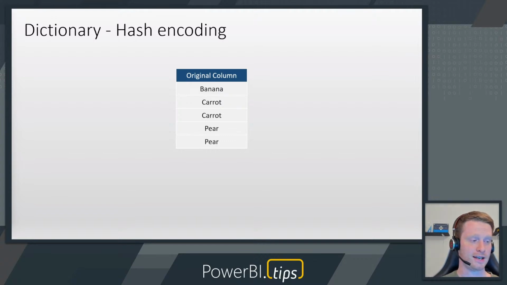So what we can do is create a dictionary. We can say there are three different values here: banana, carrot, and pear. And let's give each one of those a number, almost like an index. So banana is going to be number one, no reference to my fondness in foods. Carrot is going to be value number two, and pear we can go with value number three.